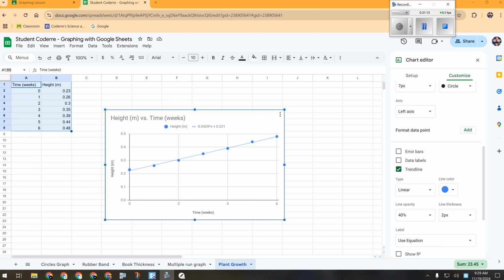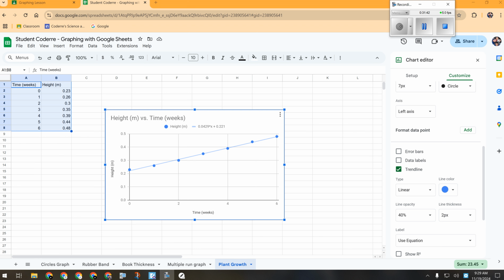Okay, so if we build that plant growth graph, it should look something like this. We're getting a slope there. How quickly does this plant grow? 0.429 meters a week. Right, okay? The rate of growth of this plant is the slope of this graph, and it is 0.0429 meters per week. So that's 4.5 centimeters per week, okay?